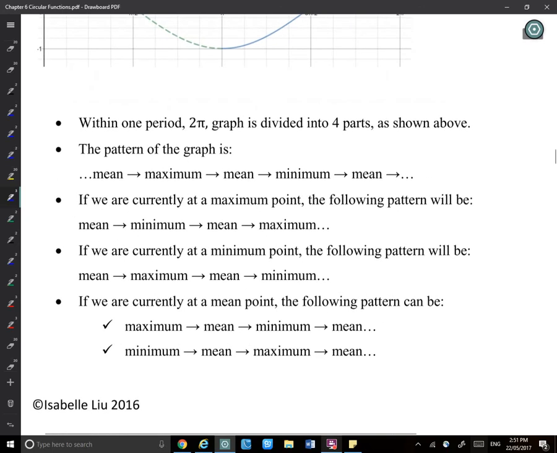If you know a point is already at the maximum, you will definitely know where the point will go next. It must go to the mean. How long it takes to go from the max to the mean is period over 4. You will take that many lengths to travel from the top to the mean line.